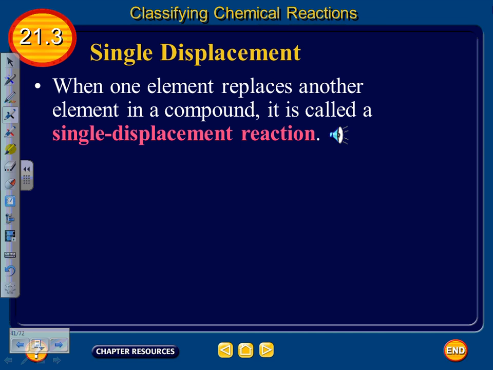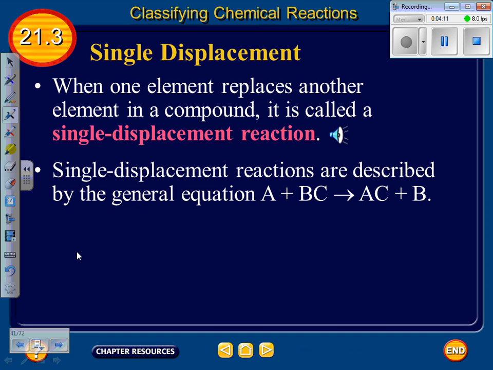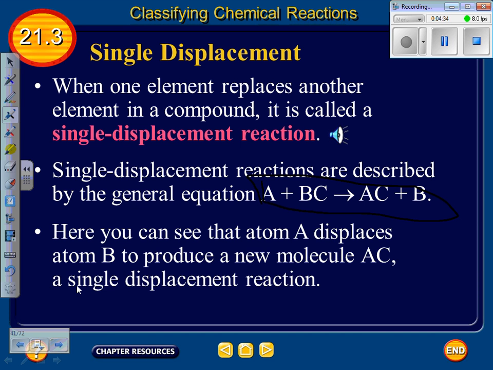When one element replaces another element in a compound, it's called a single displacement reaction. And this is how that would look. Single displacement reactions are described by the general equation: A plus BC produces or yields AC plus B. It's a good idea to get at least these descriptors down for the different types of reactions on a study guide. Here you can see that the atom A displaces atom B to produce a new molecule, AC, a single displacement reaction.